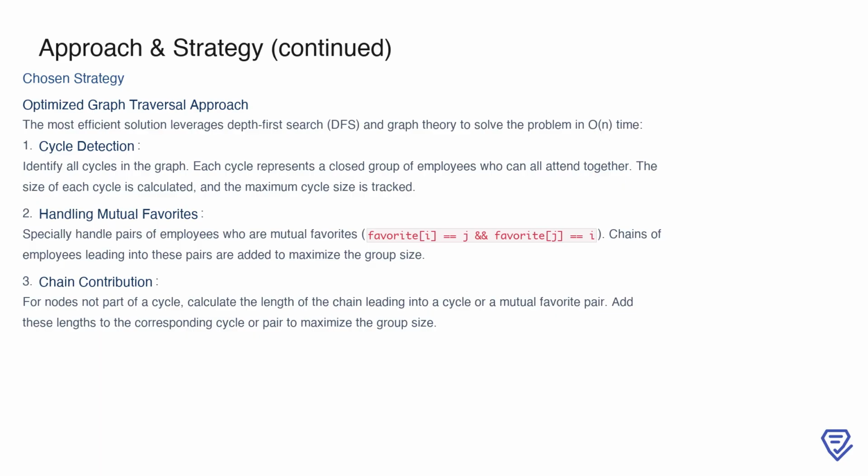Finally, we account for nodes not part of any cycle. For these nodes, we calculate the length of the chain leading into a cycle or a mutual favorite pair. These chain lengths are then added to the corresponding cycle or pair to maximize the group size. This step-by-step strategy ensures that all components of the graph are utilized to their fullest potential.